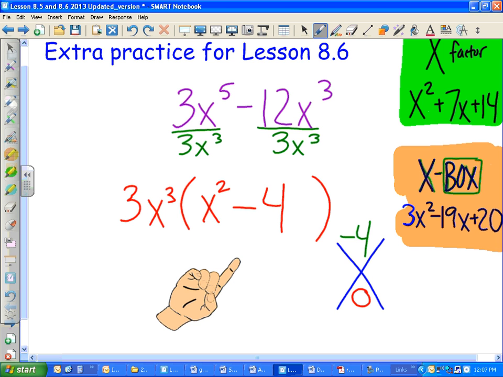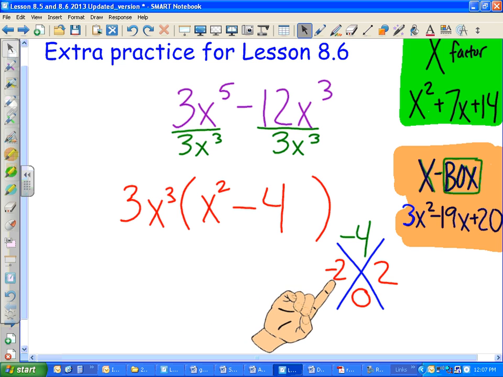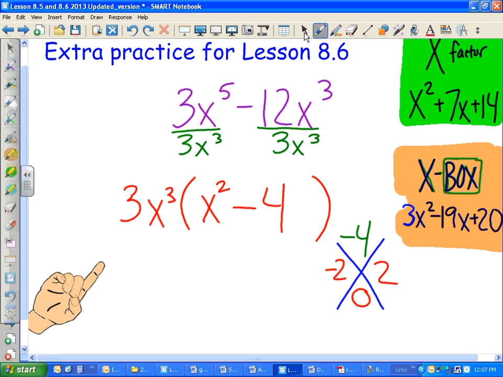Okay, now we got to figure out this. Negative 2 times 2, will that work? Negative 2 times 2 is negative 4, that works. Negative 2 plus 2 is 0. There you go, that works. Okay, so now I need you to take this and make this into the answer. Take this, 2, and make it into an answer. So here's your final answer. Rewrite the first part. Okay, and then the last part, I'm going to write my 2 parentheses. X minus 2 and X plus 2.